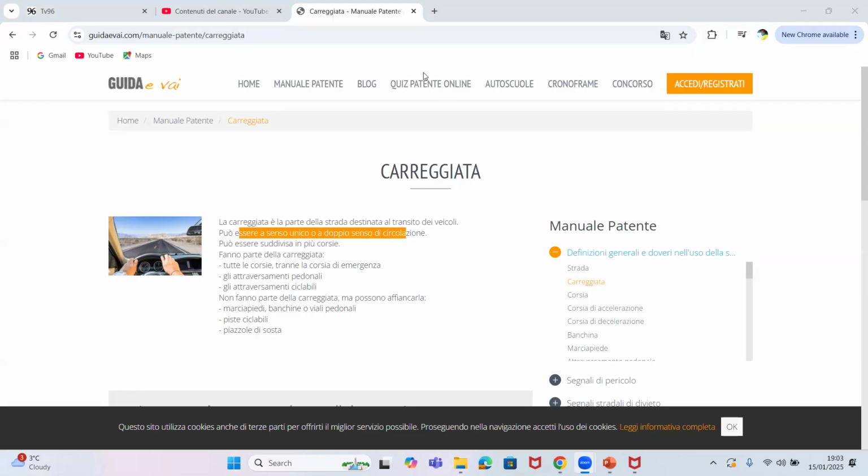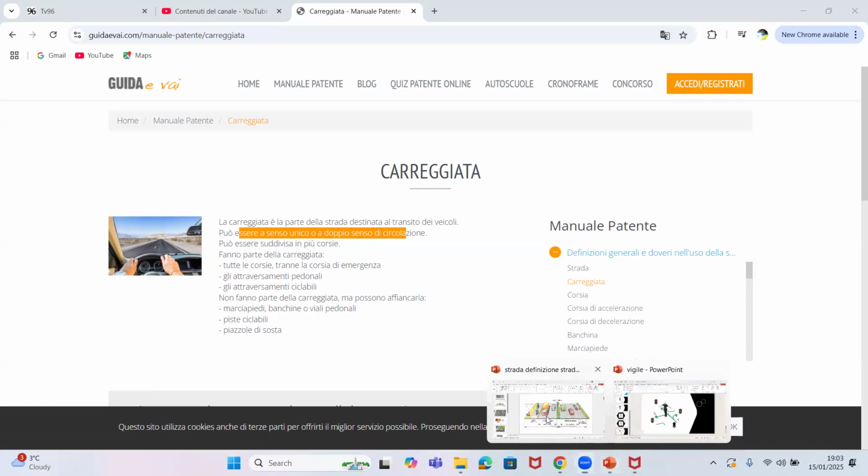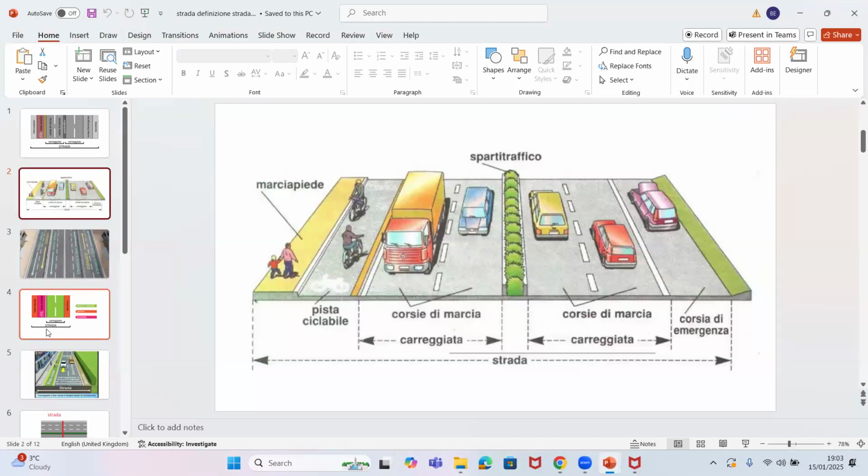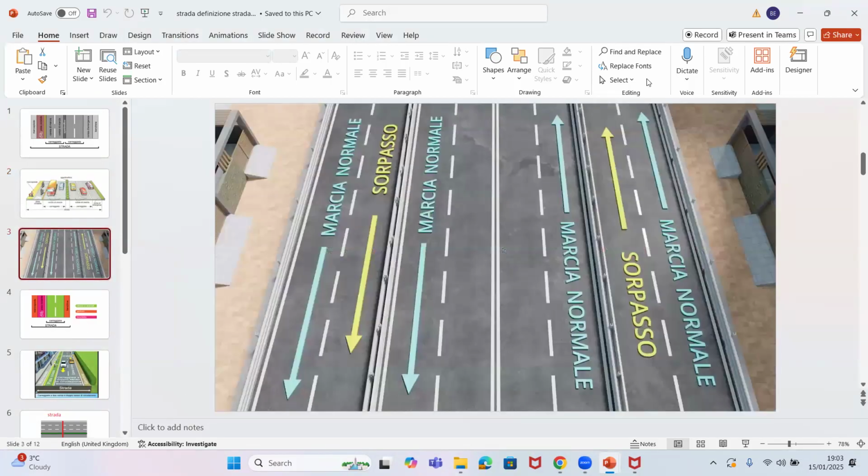All right, let us start from Mr. Stanley. Good evening, sir. The question is this: what is the meaning of carreggiata senso unico, and what makes you know that a carreggiata is senso unico? Carreggiata senso unico means the cars go one way. One way road, if they go one side.